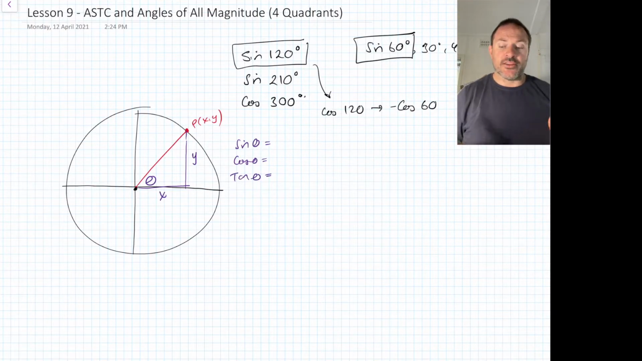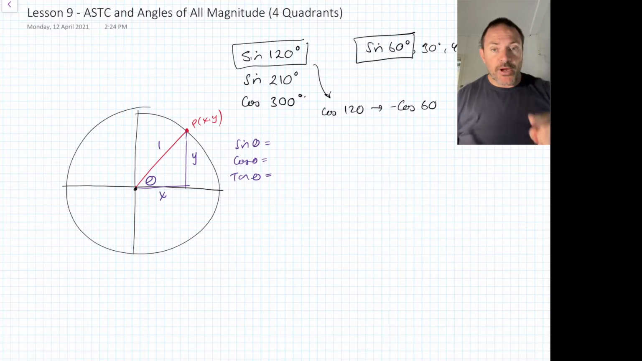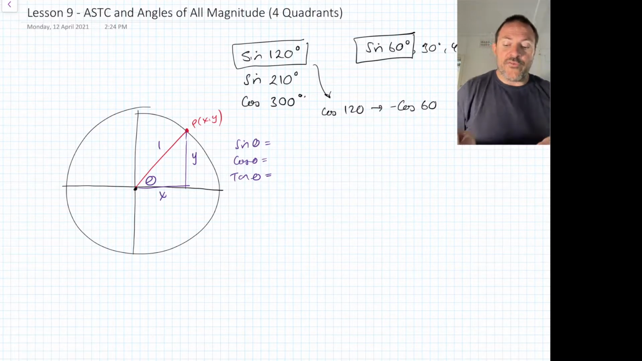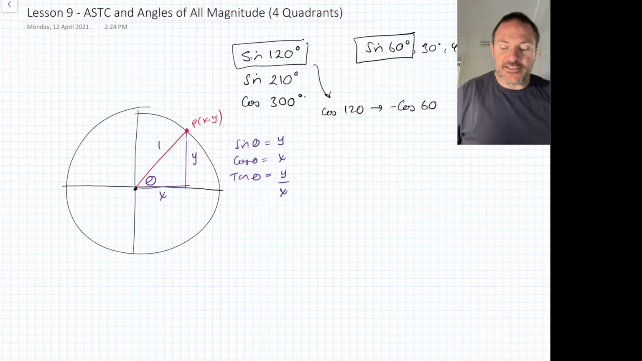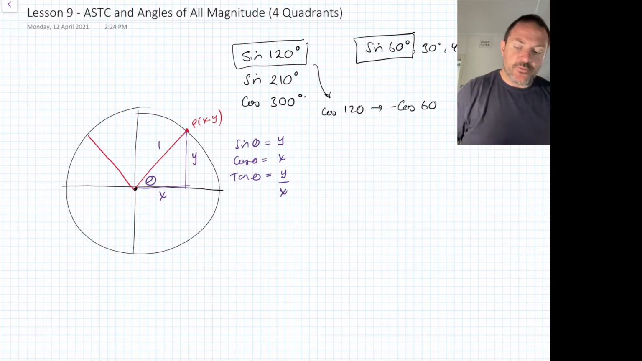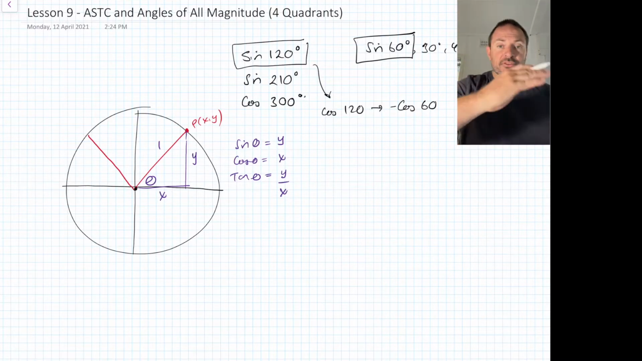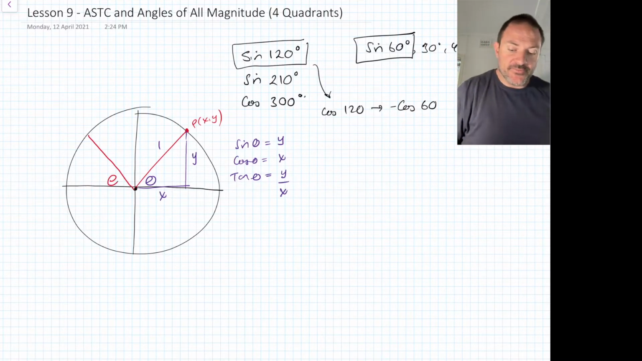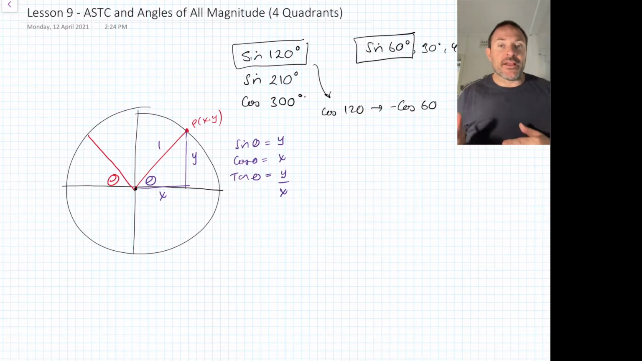Okay, so sine theta, remember it's a unit circle, so the radius is 1. We got y over 1, which is just y. Cos theta was x over 1, which is x. And tan theta was simply y over x. Then we looked at 180 degrees minus theta, okay, because that's the supplementary. It's 180 degrees, subtract the angle we've got.